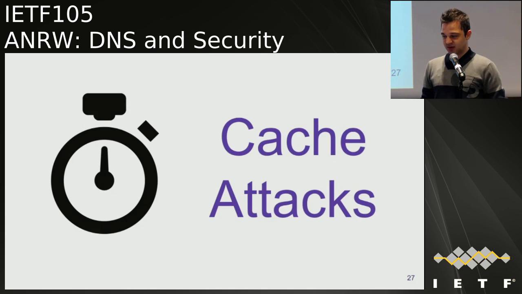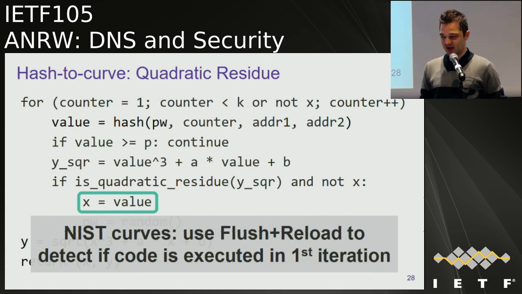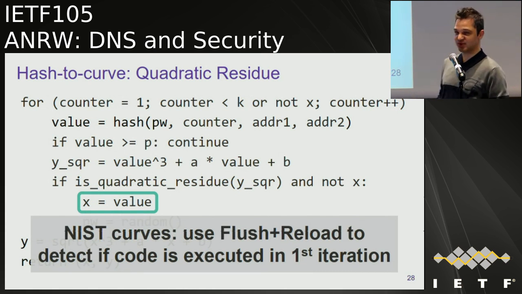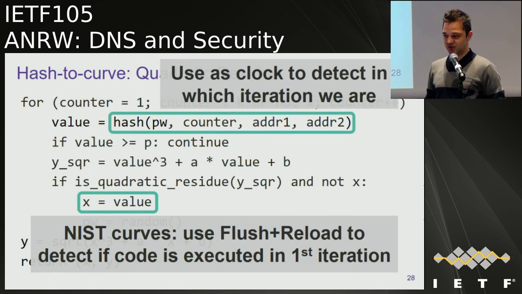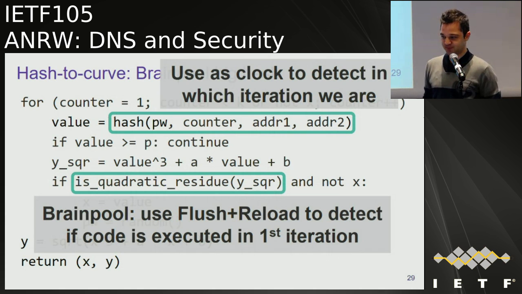So another possibility here, and I'm going to cover this very briefly, instead of doing timing attacks, we can also do cache attacks. Basically, we have the same algorithm as before, and we can use flush plus reload to detect when the password was found. We can do the same thing with Brainpool. We can use flush and reload to detect when the hash output was bigger than the prime.